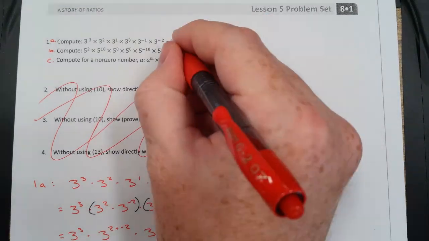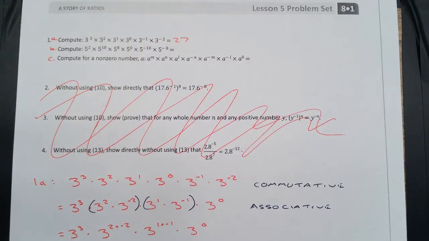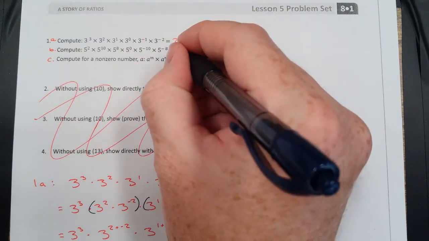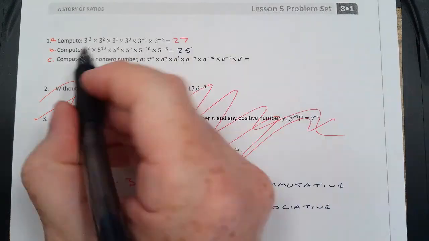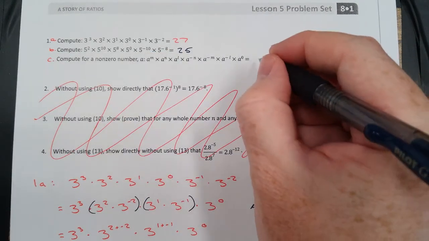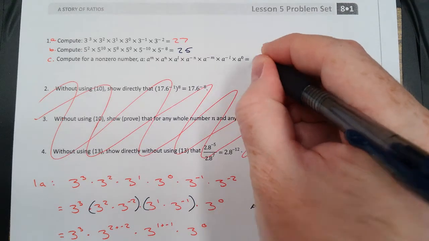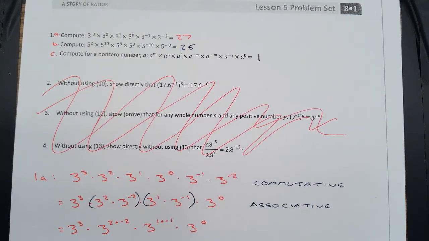So 1A equals 27. I would like you to try to do the same thing by using your positive and negative exponents to simplify this to make it super easy to solve. This is all mental math if you use your exponent rules. Just as a challenge, I'm going to have you do it yourself, but I will tell you the answers. If you do 1B correctly, you should get 25. And if you do 1C correctly, you should get 1. If you get those answers right, you are doing very well. If you don't, you might need to ask for help.